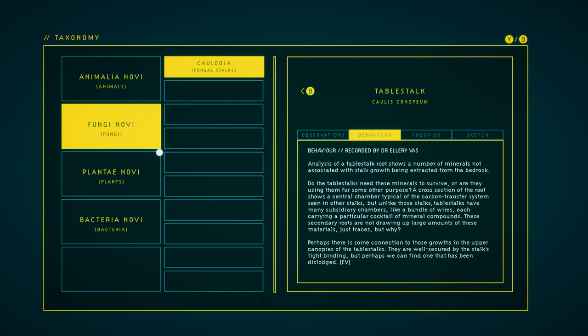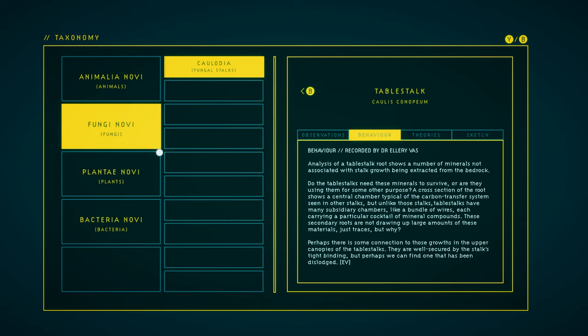Behavior. Analysis of a table stalk root shows a number of minerals not associated with stalk growth being extracted from the bedrock. Do the table stalks need these minerals to survive, or are they using them for some other purpose? A cross-section of the root shows a central chamber typical of the carbon transfer system seen in other stalks. But unlike those stalks, table stalks have many subsidiary chambers, like a bundle of wires, each carrying a particular cocktail of mineral compounds. These secondary roots are not drawing up large amounts of these materials, just traces. But why? Perhaps there's some connection to those growths in the upper canopies of the table stalks.